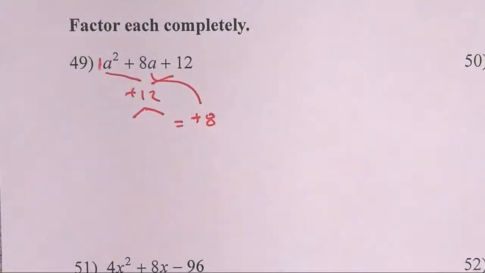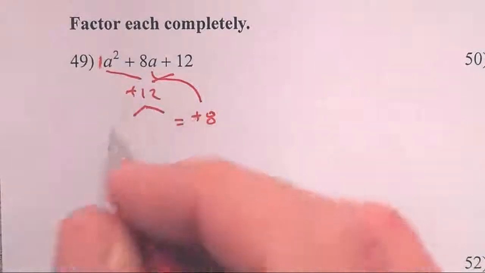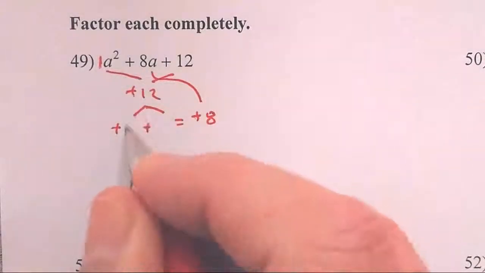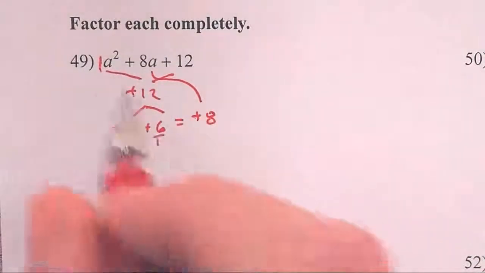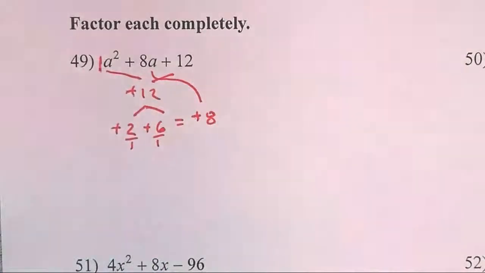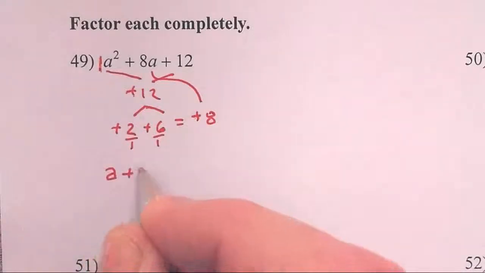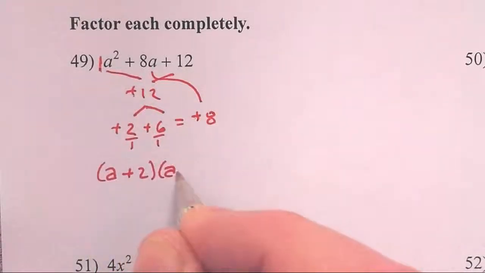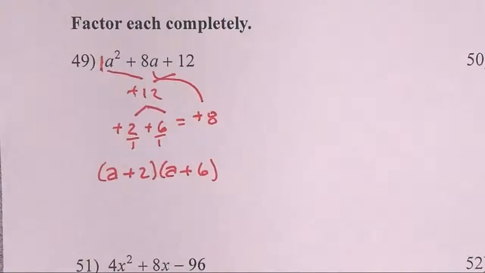Sometimes it's a big search, but when it's just positive 12, there aren't too many choices. 1 and 12, 2 and 6, 3 and 4, but 2 and 6 get it done. Positive means the signs have to be plus and plus, 2 and 6, and typically we would put these over 1 or over the coefficient in front of the squared term, but of course those stay the same, and our result is a plus 2 times a plus 6 as our factors. We're not solving this. There is no equal to. I don't want to see a equals negative 2 and a equals negative 6. This is just meant to be factoring. So those are our factors.